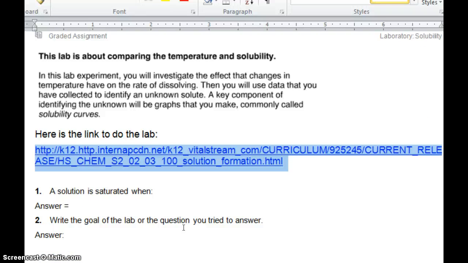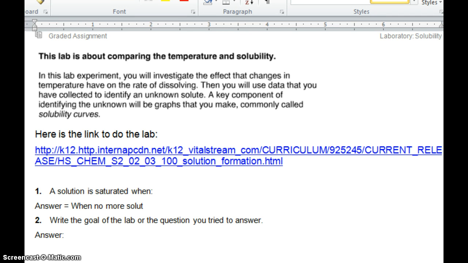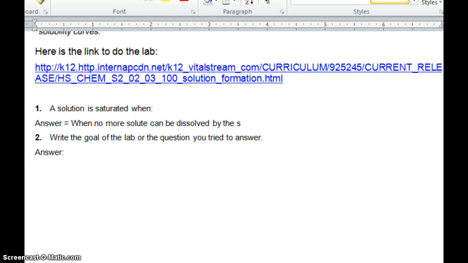Alright, so we have a few different things. First of all, the vocabulary word saturated. What does saturated mean? Saturated is when no more solute can be dissolved by the solvent at set conditions. So you can't dissolve any more unless you change something. And which one is the water? Is the water the solute or the solvent? I always think the solvent is water, in a very bad vampire accent. So the solvent is water.